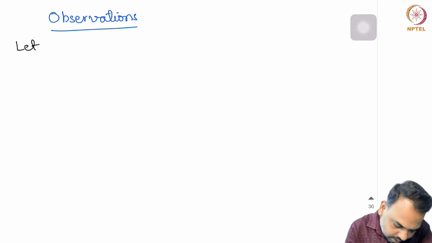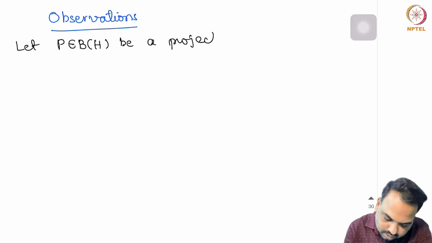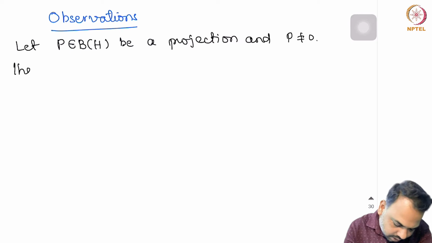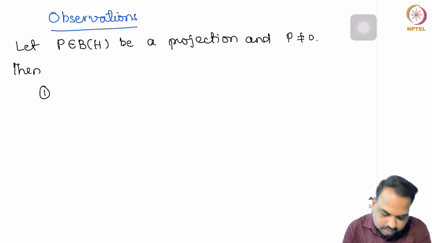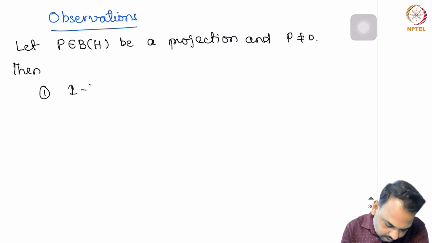Let P be a bounded projection which is non-zero. Then we have the following. Then I minus P is also a projection.